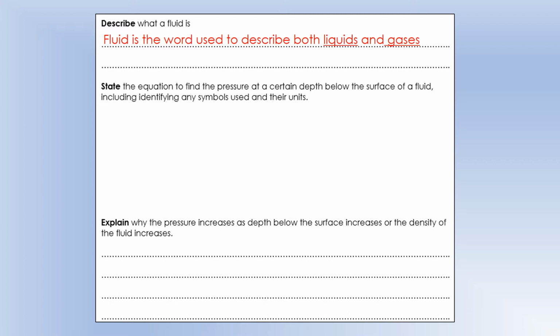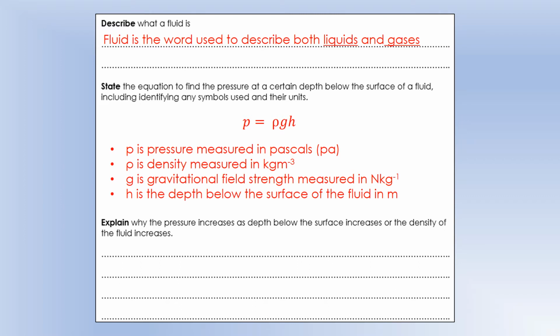State the equation to find the pressure at a certain depth below the surface of a fluid, again looking at symbols and units. So this is the equation. Pressure is density times gravitational field strength times depth below the surface of the fluid, measured in pascals, kilograms per meter cubed, newtons per kilogram, and meters respectively.